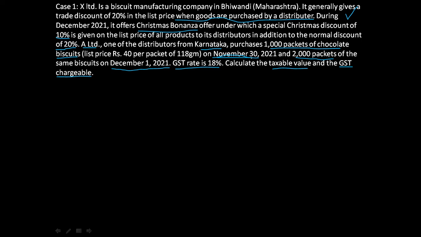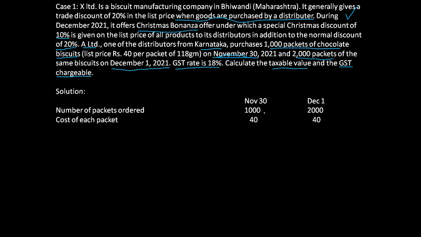So how to solve this? First, we see that there are two different lots of orders. So let us make two different columns based on their date, November 30th and December 1. Number of packets ordered on November 30th, they ordered 1000 packets. December 1st day, 2000 packets. What is the cost of each packet? 40 rupees each. So if we multiply that, what is the total cost of order? It comes to 1000 into 40, which comes to 40,000. 2000 into 40, which comes to 80,000.